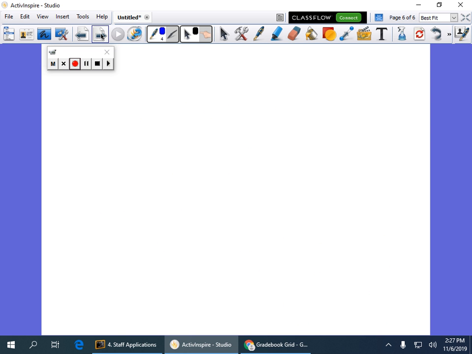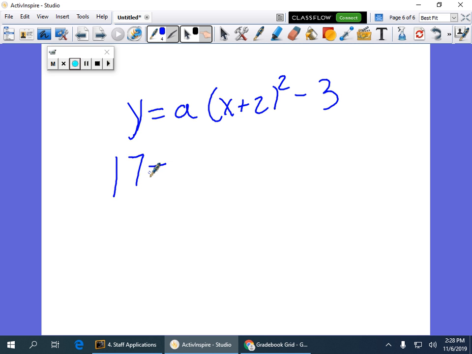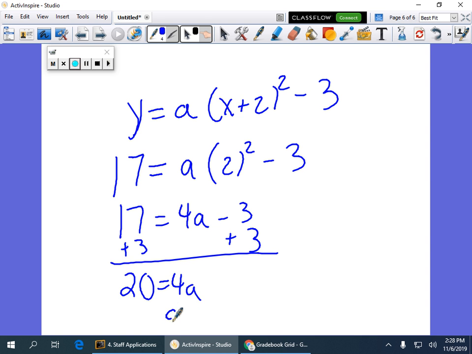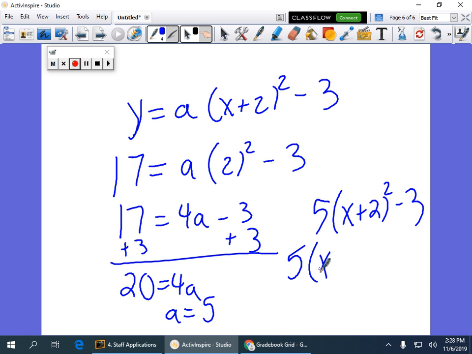All right, I got to go fast. Here we go. Oh, this was a nice one. What's A? What'd you get for A? 5. Okay? So then you should do 5 times x plus 2 squared minus 3. This is the new piece. This is the brand new piece, which is 5.